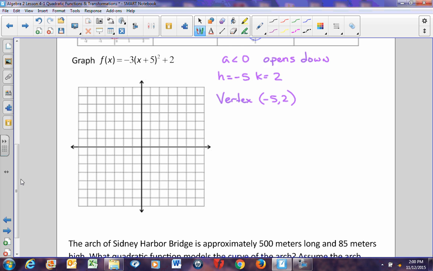Okay, so my vertex, since it opens downward, is a maximum point. I know that my graph cannot go any higher than (-5, 2). That's the highest point of my graph. My axis of symmetry is whatever the x value is when I solve for x, so x is equal to negative 5. Okay, so my axis of symmetry is at x = -5. And last but not least, I know that a is negative 3, so it's going to stretch it vertically.